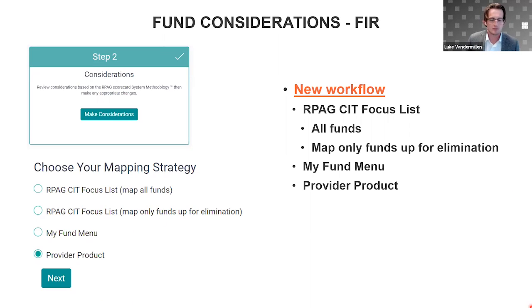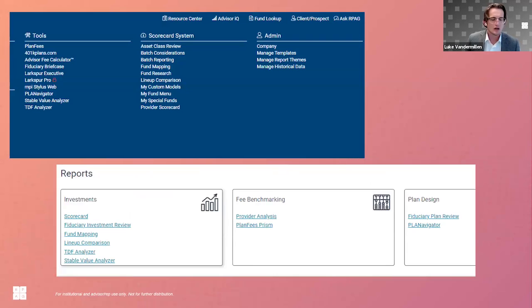And then moving on here to the next section as well, getting more into the fund mapping stuff. So again, if you're not familiar with the fund mapping resource, you can access it through the main menu in RPAG under the scorecard system section. It's going to be right there under the batch reporting option. And also on the plan details page that I mentioned earlier, under the investment report section, you'll see the fund mapping option right under the investment review option there.